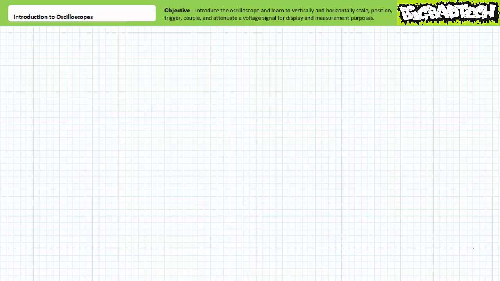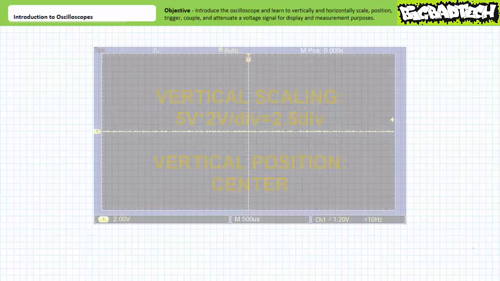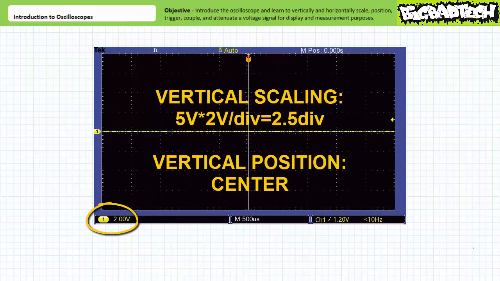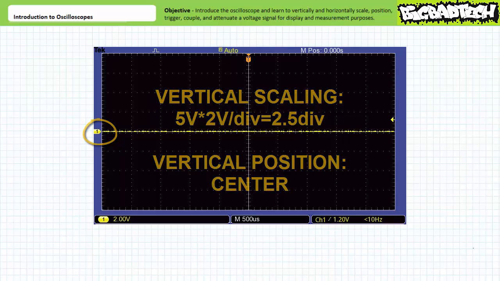Case in point. I know the test waveform has 5-volt pulses entirely on one side of the axis, operating at a frequency of 1 kHz. Prior to hooking up the probe on channel 1, I set my oscilloscope up as follows. I'll use a vertical sensitivity of 2 volts per division. With 5-volt peaks, I know the test waveform will be roughly 2.5 divisions tall. I'll vertically position the trace in the center of the screen.